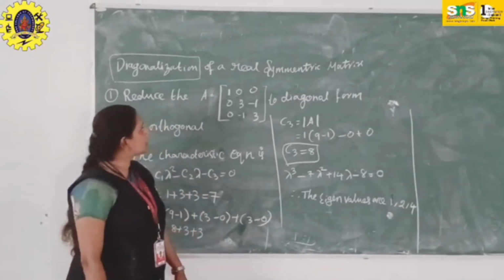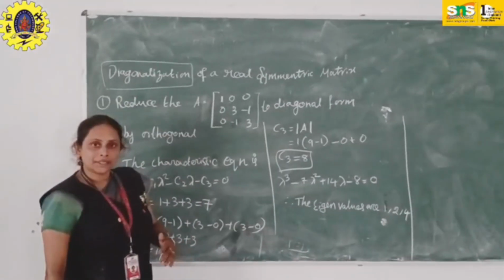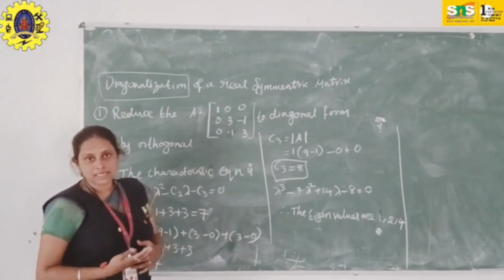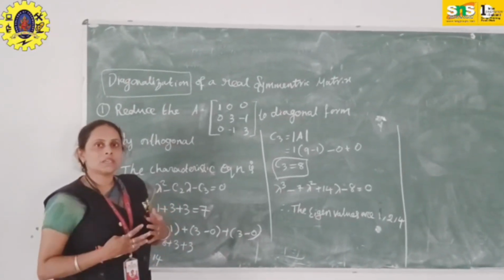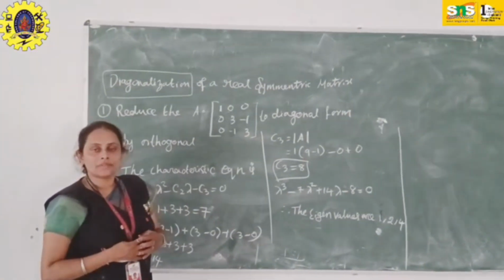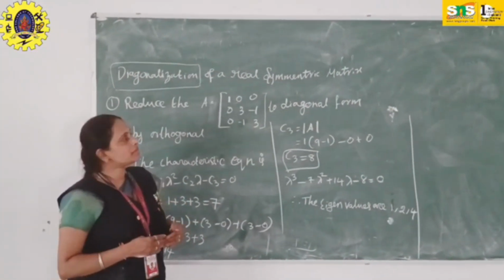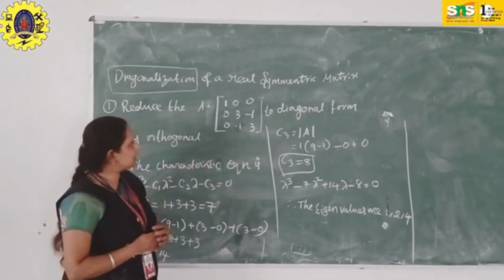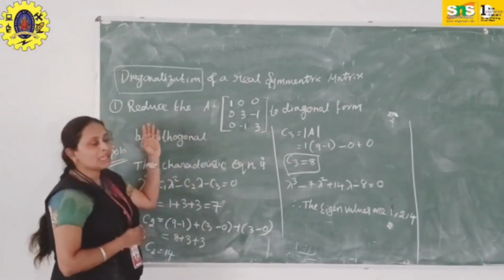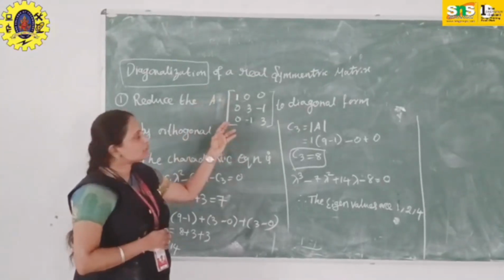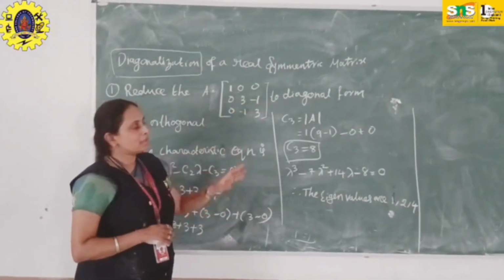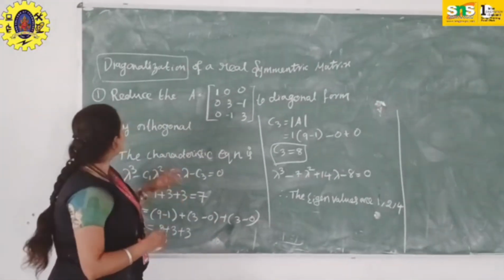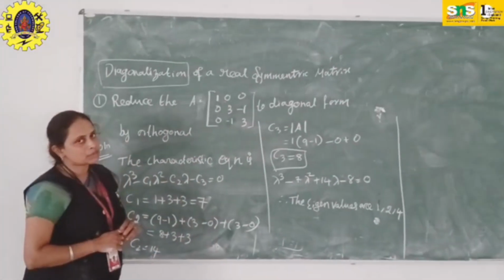Today we are going to solve one problem based on diagonalization. In the previous class we discussed the methods of diagonalization and its applications. In this class we are going to solve a problem based on diagonalization. Here we are going to reduce this matrix to diagonal form using the orthogonal transformation.